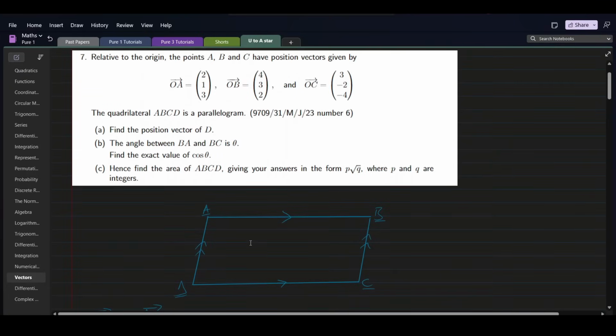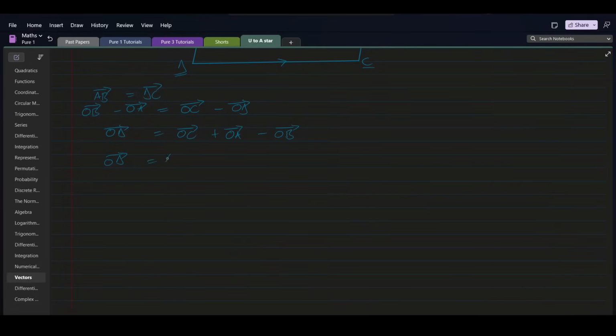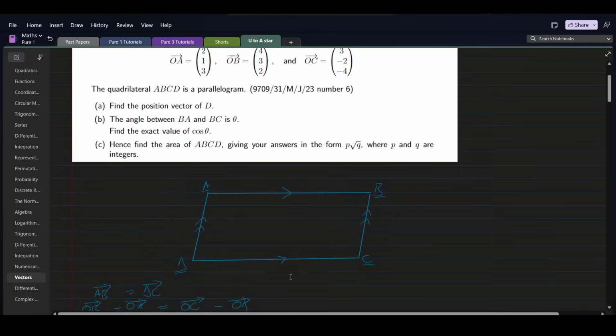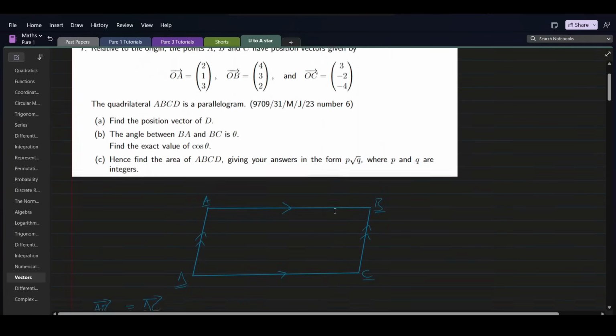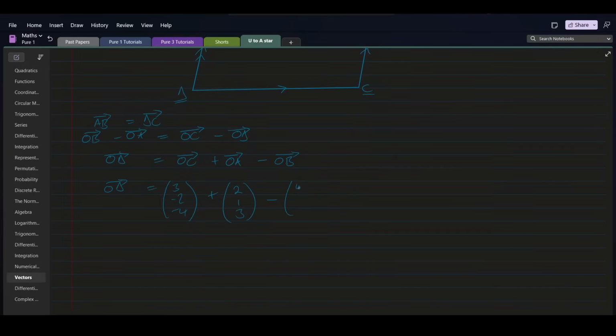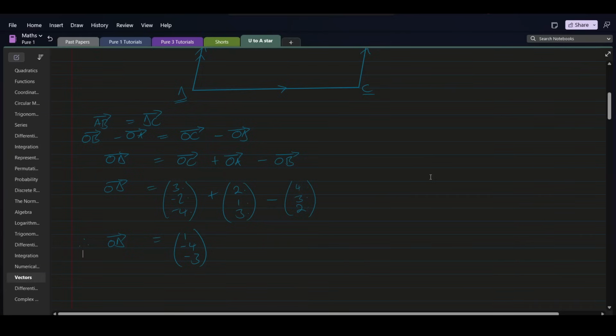So we know that OC has been given as 3, negative 2, negative 4, plus OA, which has been given as 2, 1, 3, minus OB, which is 4, 3, 2. So now let's evaluate OD. So we've got 3 plus 2, that's 5, minus 4, that's 1, minus 2 plus 1, that's minus 1, minus 3, that's minus 4, minus 4 plus 3, that's minus 1, minus 2, that's minus 3. So we can conclude that therefore the position vector of D is 1, negative 4, negative 3, and that would be our final answer. Let's move on to part B.